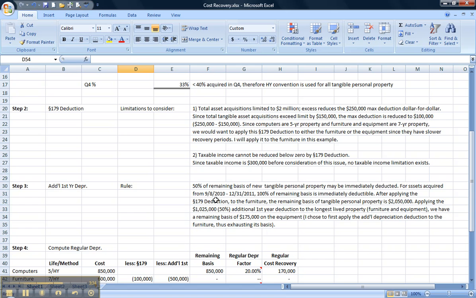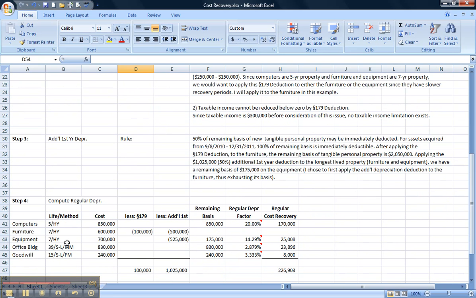So the question we have to deal with is how much is the additional first-year depreciation, and then which assets do we take these deductions out of? The general rule with which asset to take it out of is to take the deduction from the longest life property, because that's going to give you the slowest depreciation deduction normally. So you want to take it out of the slowest. In this case, it's the 7-year property.